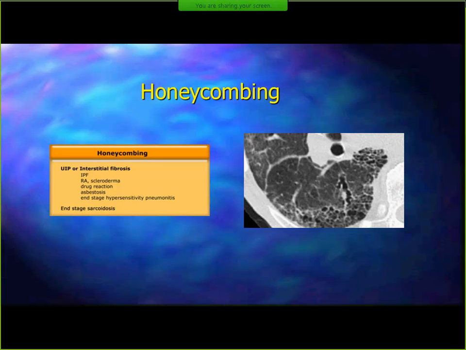And then honeycombing right here, usually subpleural, and this is almost a traction bronchiectasis. This is probably usual interstitial pneumonia, idiopathic pulmonary fibrosis. This honeycombing pattern could be idiopathic pulmonary fibrosis, or advanced stages of a collagen vascular disease, or end stage of hypersensitivity pneumonitis, or end stage of sarcoidosis. You see this, there's not a lot of ground glass, there's this honeycomb. There's nothing much that you could do. No steroids on this patient.